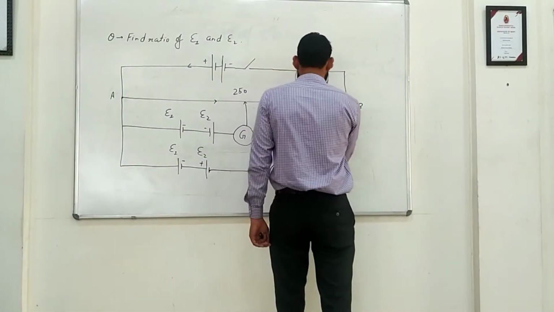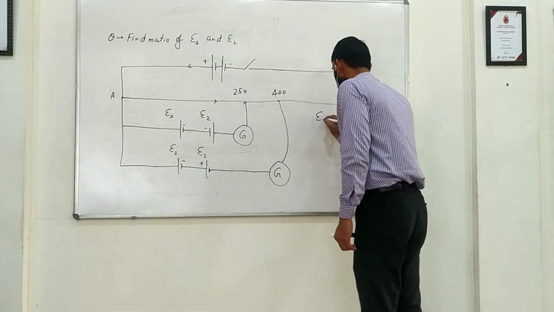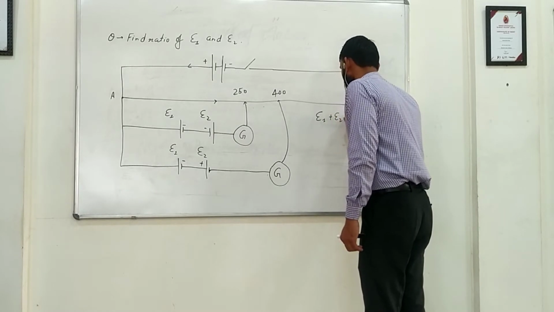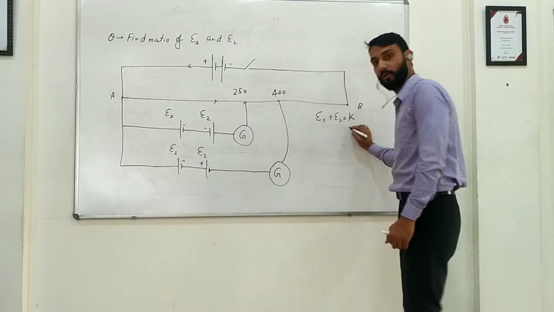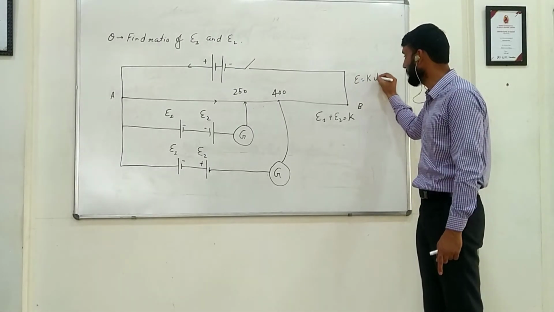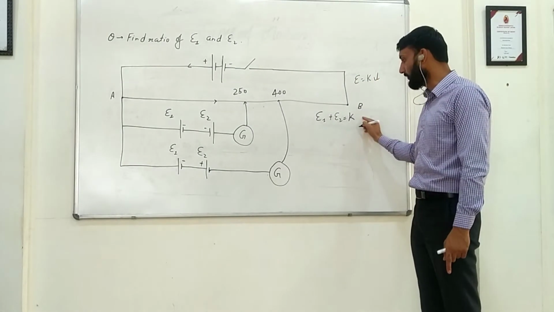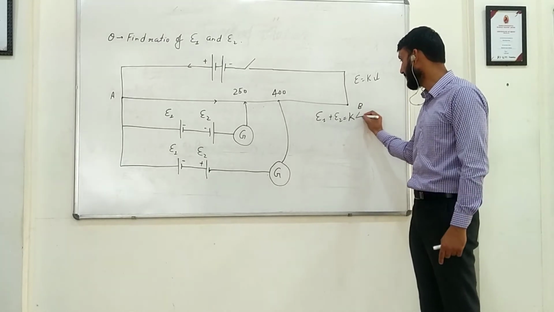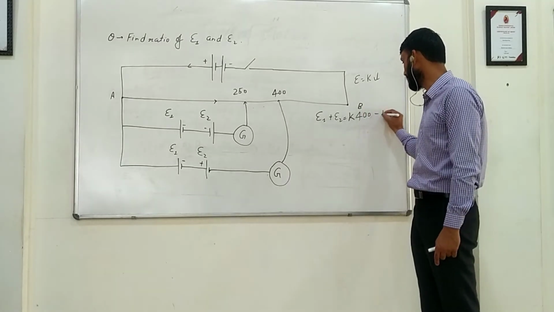So what I will write? E1 plus E2 is equal to K. What is K? Potential gradient. Because we know the principle of the potentiometer, E is equal to K into L. So K into L. So what is L? L is 400 for this. This is equation number 1.